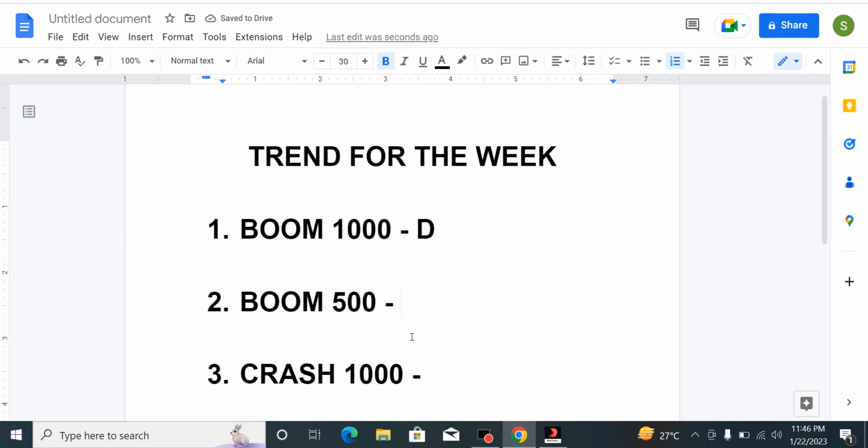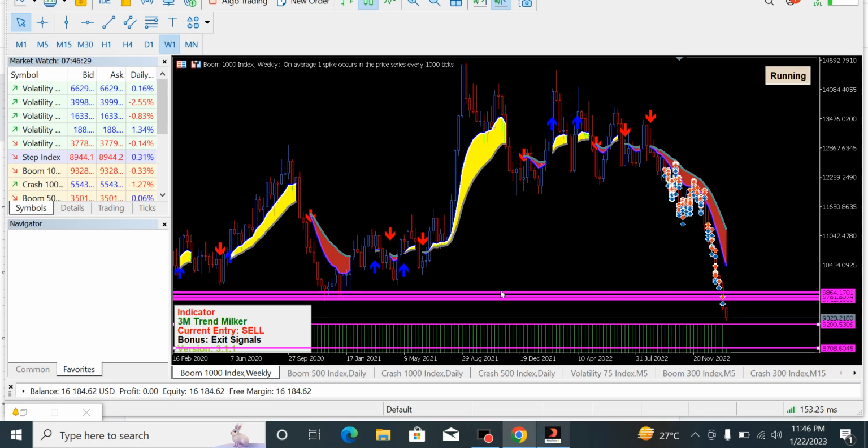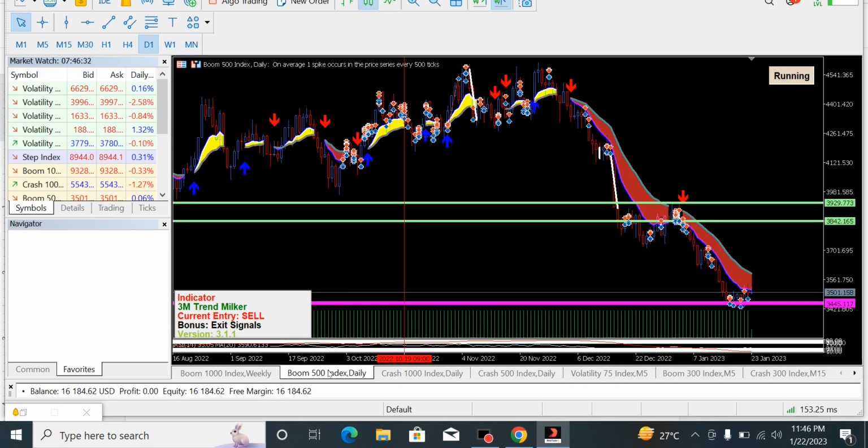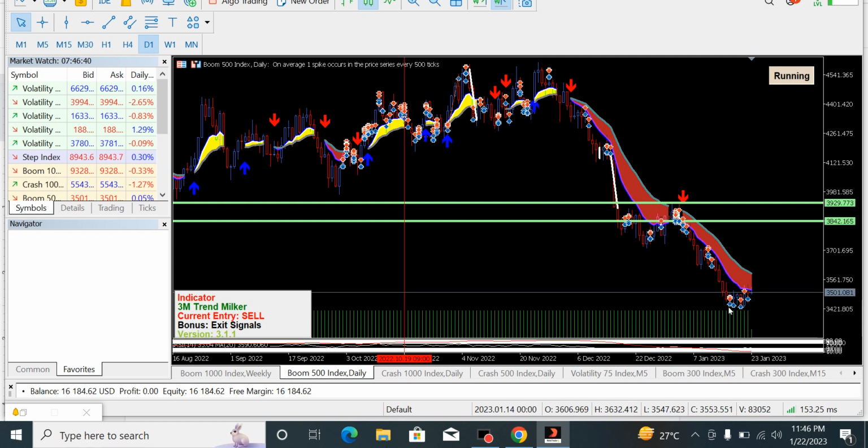Then the next is going to be Boom 500. Let's check it out right away, still on daily time frame. So right here I'm on daily time frame, and of course we will be checking out what is happening. If you check it out around there, the market is consolidating, and it has been doing so for days. It has not been able to break out above this resistance zone, and it has not been able to go below the support zone.